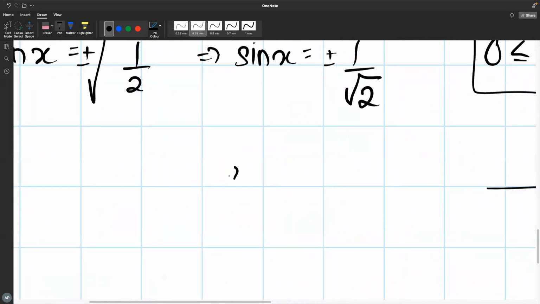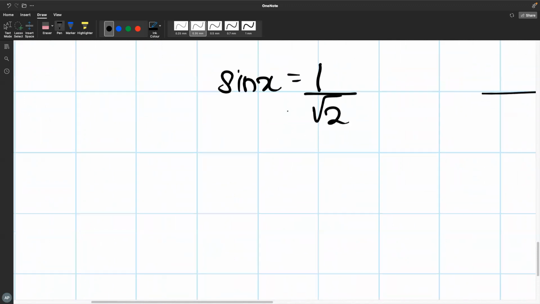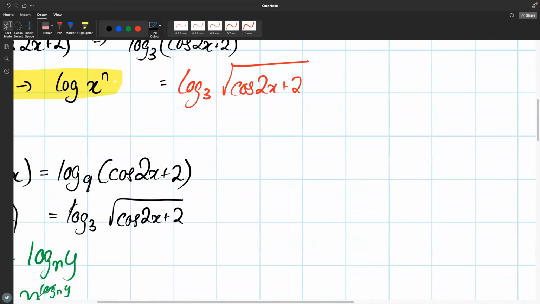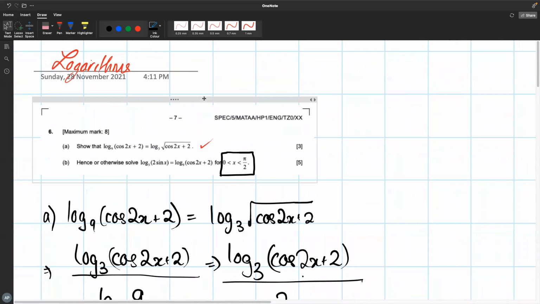Therefore, we know that sine of x must be equal to, for this domain, 1 over root 2. And therefore, when we solve that, x is equal to pi over 4. And that is how you solve this question using logs and trigonometric identities.